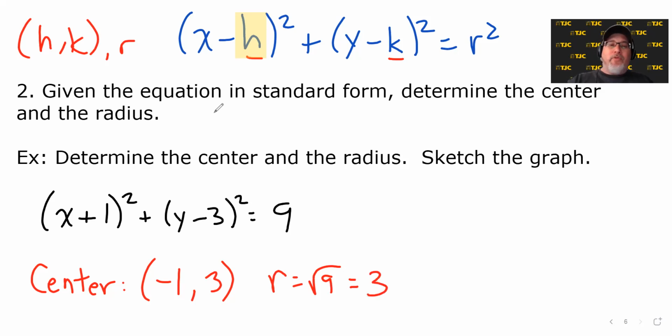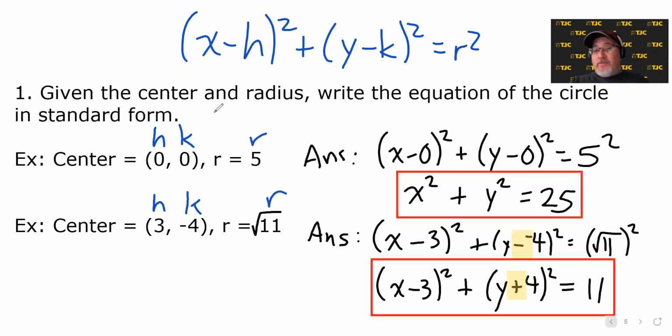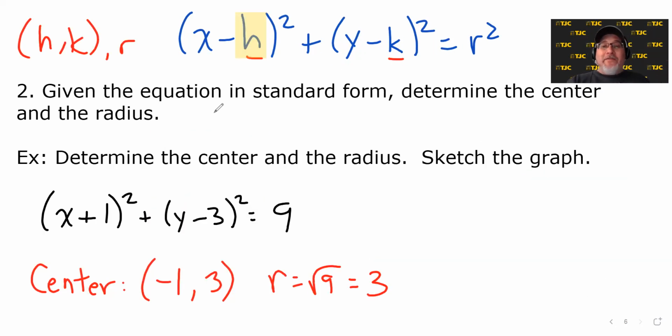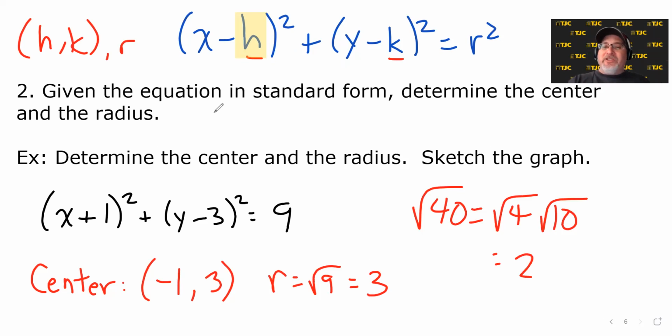Now, in some of the homework problems, it won't be as simple as the square root of 9, which is 3. It could have been something like the square root of 10 or the square root of 11, like it was here, which would just sit there. Or it could even be something like the square root of 40, where you would be expected to break it down into the square root of 4 times the square root of 10, do the square root of 4, and therefore in the equation, it would end up being 2 times the square root of 10.